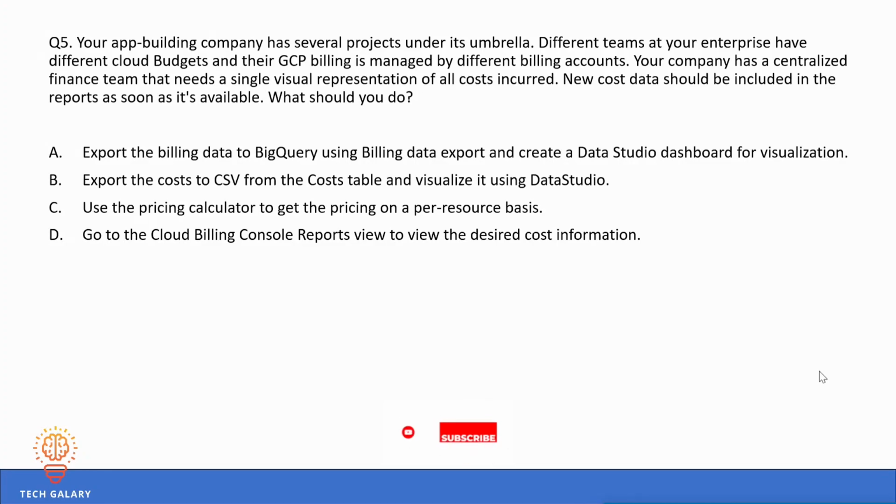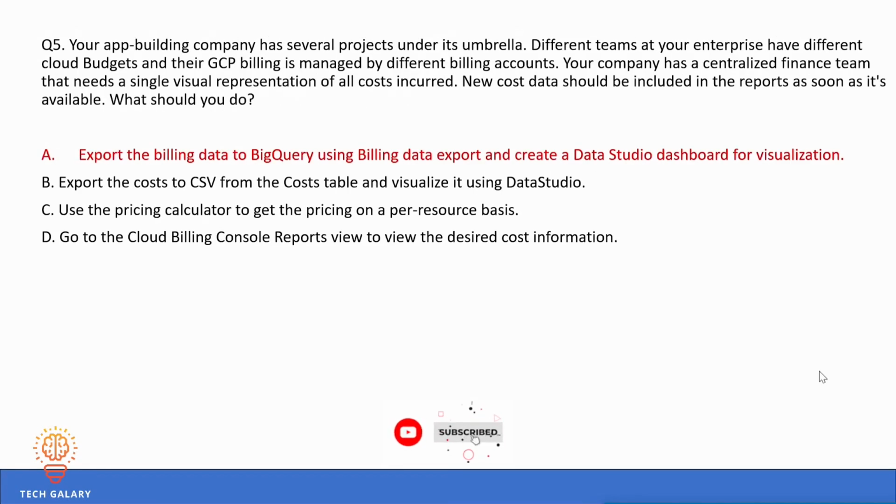Moving to option D. Option D is incorrect because the reports view will not show billing information of all projects in the same window as the billing accounts will be different. So the correct answer is option A.